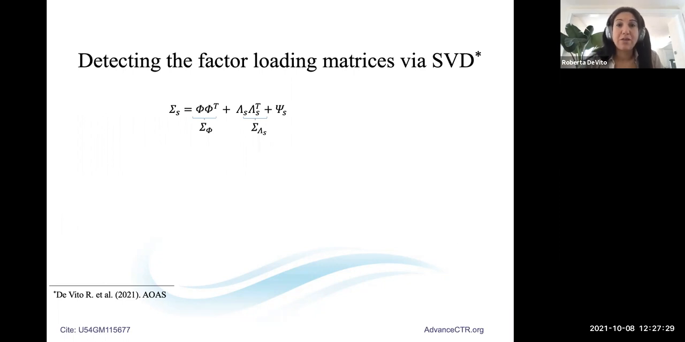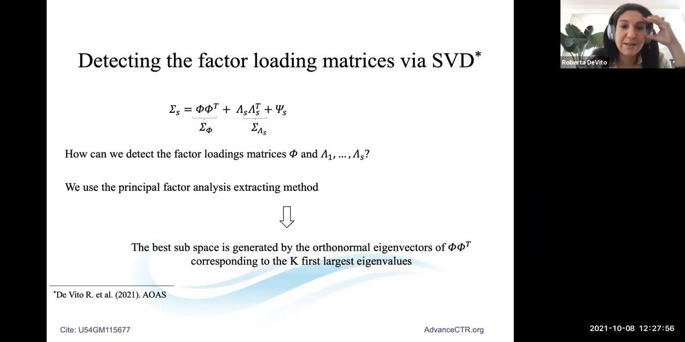So we are detecting right now the factor loading matrix with this singular value decomposition. As you remember, each study's covariance matrix can be decomposed into three quantities: one coming from the common part, one coming from the study-specific part, and the other one, psi-s, coming from the error term. I detect these by extracting the eigenvalues and eigenvectors for each of these quantities, and detecting both phi and how many common factors we will have.